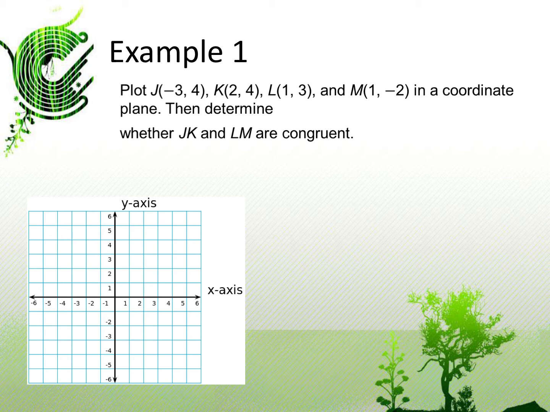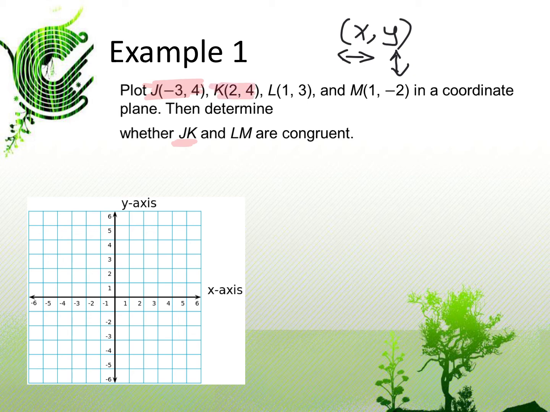Remember the first number is the x coordinate and the second number is the y coordinate. When you graph ordered pairs, the first number tells you how you move side to side, left or right, and then the second number will tell you how to move up or down. So I'm going to go ahead and graph J and K in red because it wants me to connect those points to see if it's congruent to segment LM.